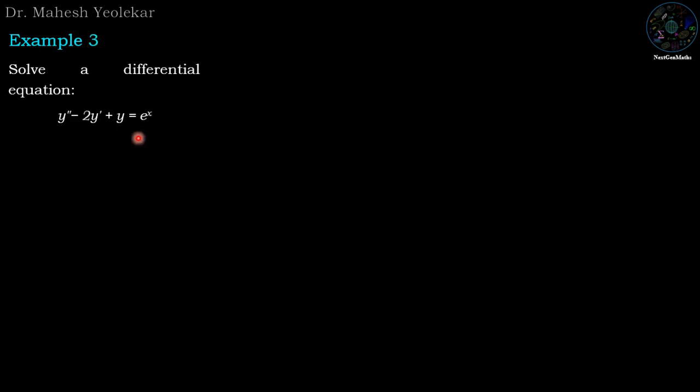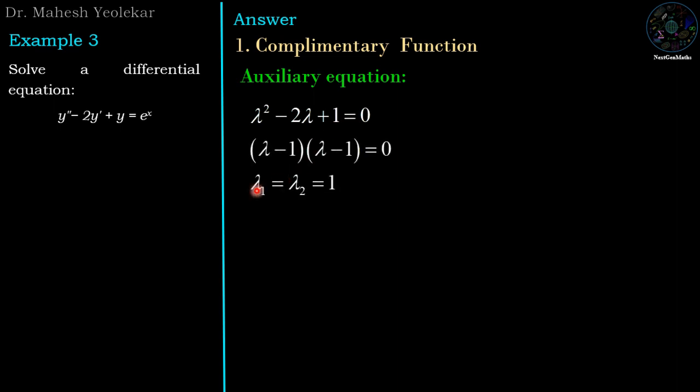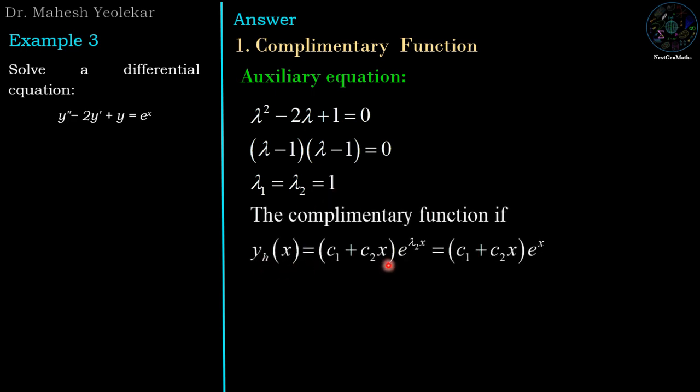Third example: y double dash minus 2y dash plus y equal to e power x. First find the complementary function. The auxiliary equation is lambda square minus 2 lambda plus 1 equal to 0. If we factorize, lambda has two equal real values. Therefore the solution is c1 plus c2x into e power lambda 1x. Here lambda 1 equal to lambda 2 equal to 1. So the solution is c1 plus c2x into e power x. After opening the bracket, it is c1 e power x plus c2 x e power x. This is the complementary function.